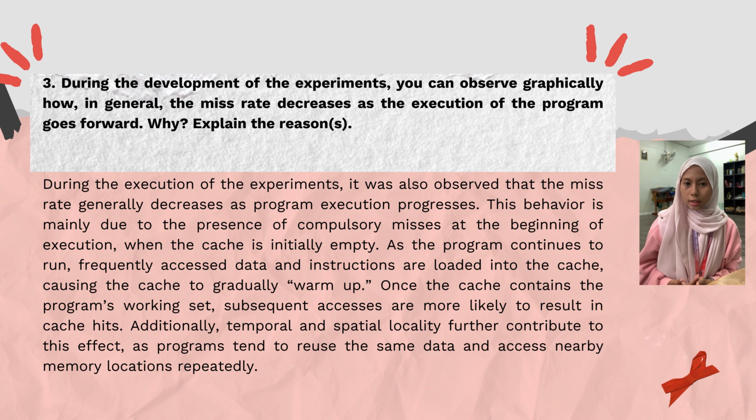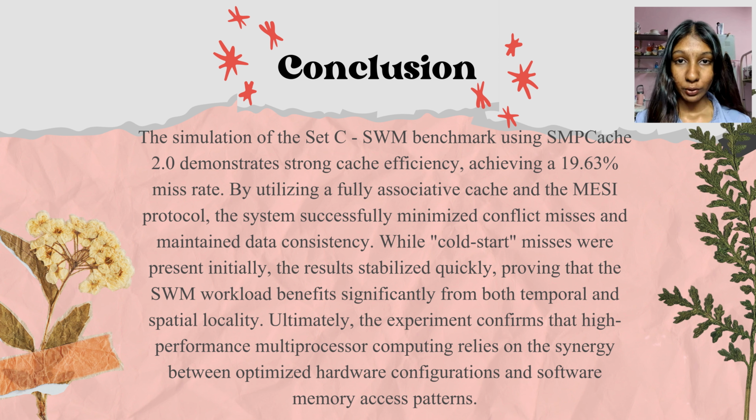The simulation of the SPEC SWM benchmark using SMP Cache 2.0 demonstrates strong cache efficiency, achieving a 19.63% miss rate by utilizing a fully associative cache and the MESI protocol. The system successfully minimized conflict misses and maintained data consistency.